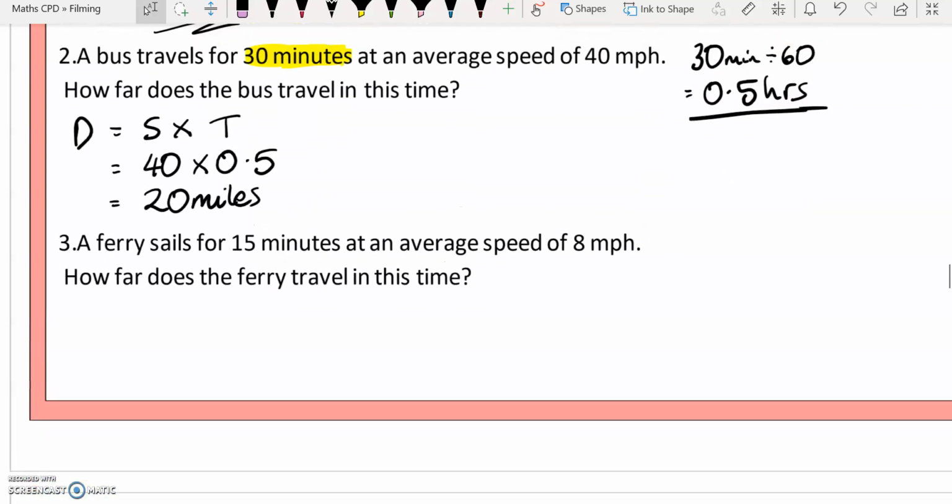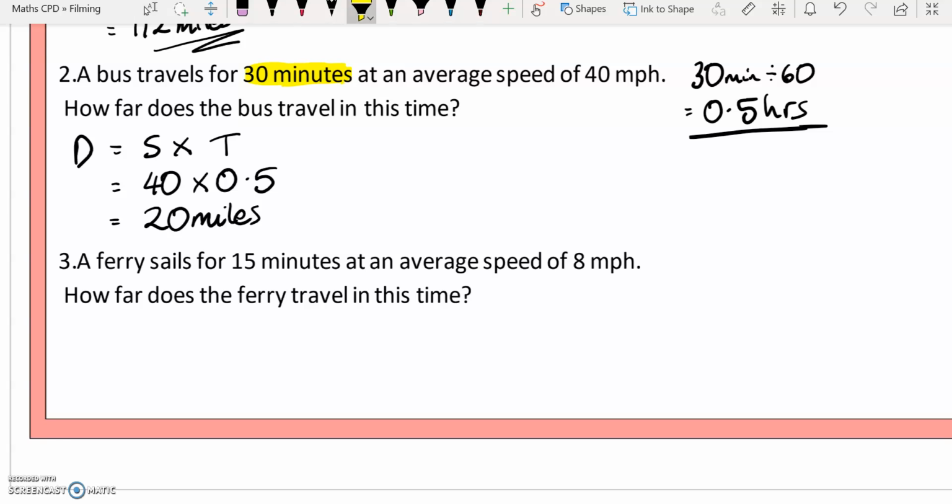Lastly, a ferry travels for 15 minutes. Okay, so 15 minutes is an issue here. At an average speed of 8 miles per hour, how far does the ferry travel in this time? So we've got distance is equal to speed multiplied by time. The speed is 8 miles per hour. The time is not 0.15. That is not true, because there's not 100 minutes in an hour. There's 60 minutes in an hour.